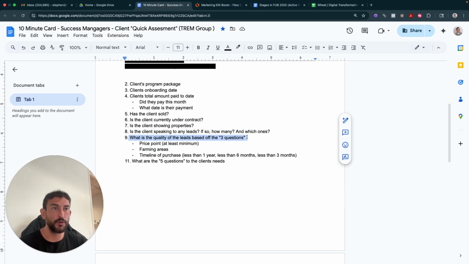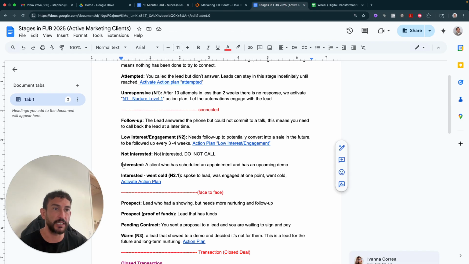So remember, the lead quality is price point, farming areas, and timeline of purchase. This is what makes a good lead. And remember, we can't say it's a good lead until it gets to this point. You're not allowed to call a lead good or bad until it gets here. And a good lead has to meet all three criteria.